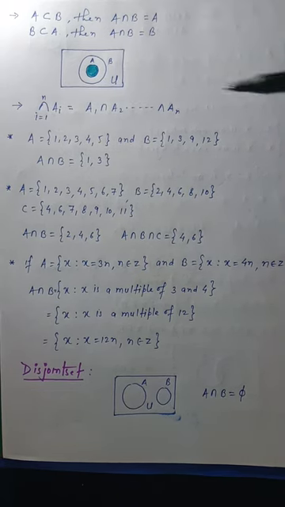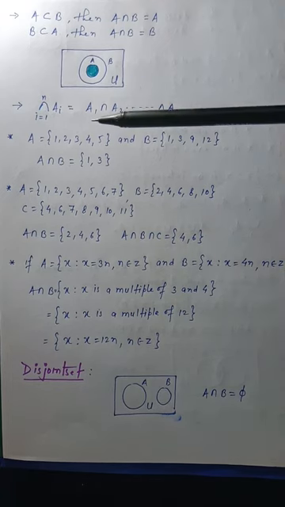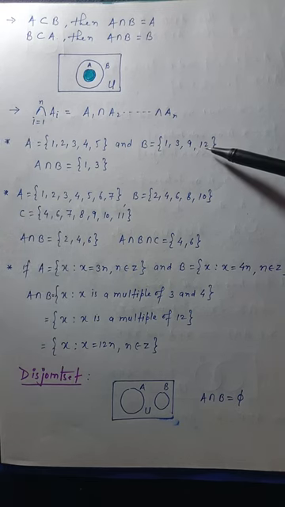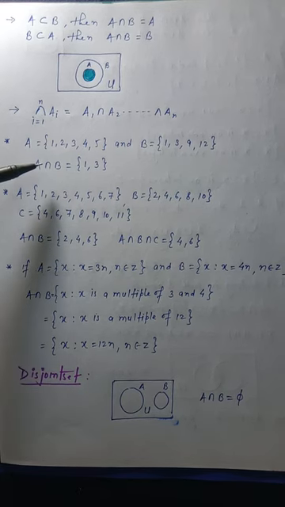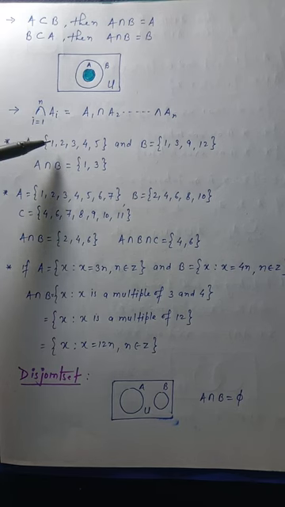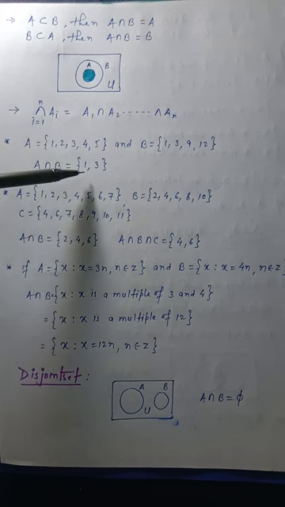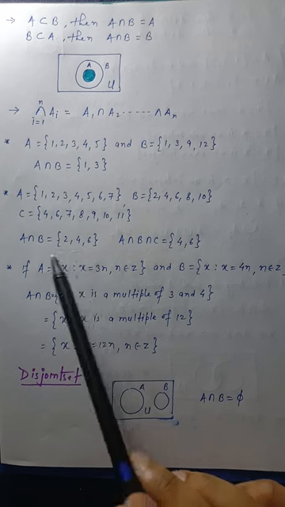Now let's take a problem. What is intersection? Here A is 1 2 3 4 5, and set B is 1 3 9 12. Intersection means we have to take common elements. So here the common elements are 1 and 3. So this is the intersection of two sets.